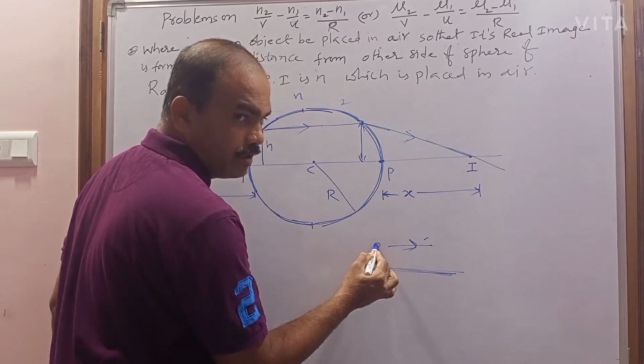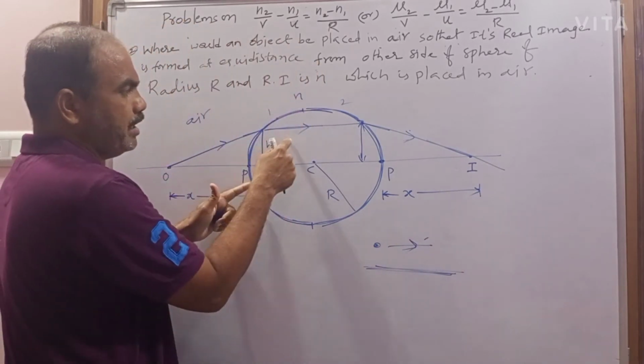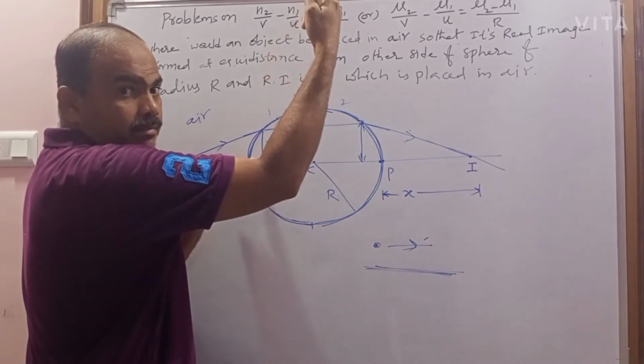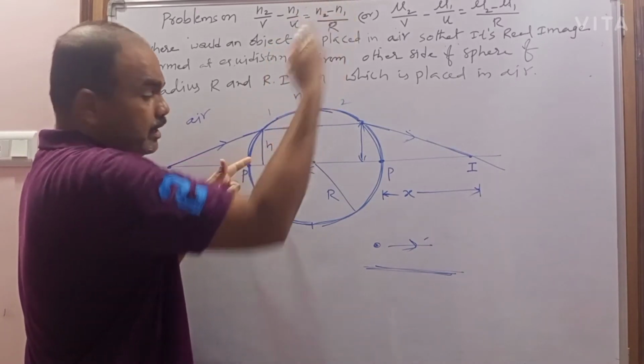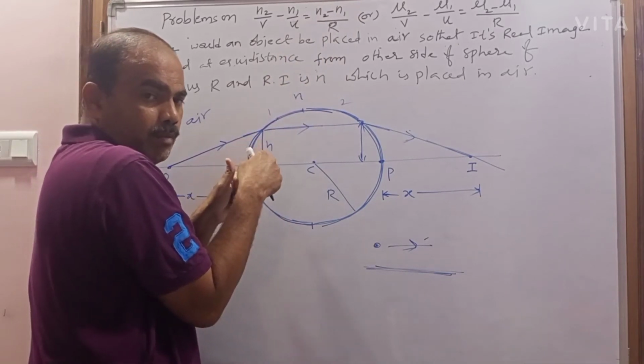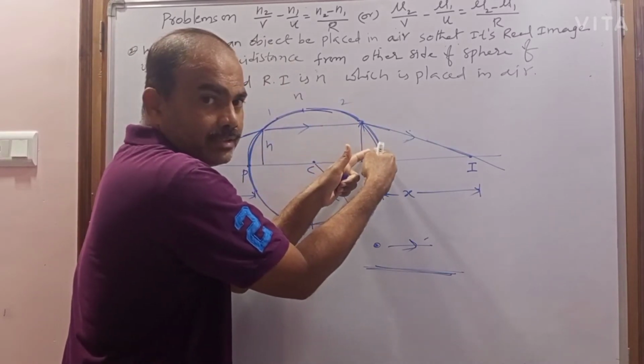The object is at infinity or the image is also at infinity. But here the first curved surface is forming the image. So that's why the first curved surface can form the image at infinity. So that is the image formed by the first surface. The image formed by the first surface can act as an object for the second surface.